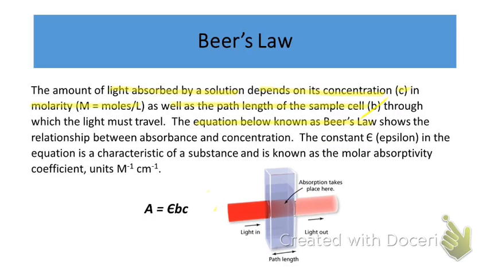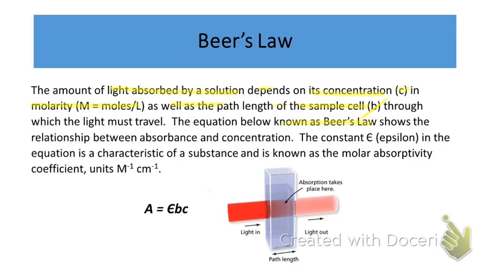Okay, so we have A, which is absorption, epsilon, which is the molar absorptivity coefficient, and then we have B and C. And we've already talked about B is the length of the pathway of the cell, which will be given to you, and then C is the concentration in molarity. All right? So if you know what epsilon is, and you know what B is, and you know what A is, then you should be able to find the concentration of the compound in our solution.